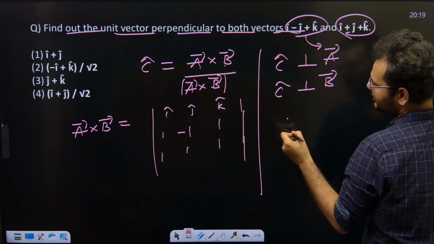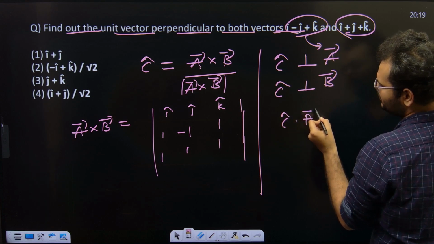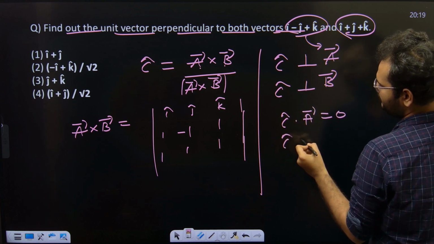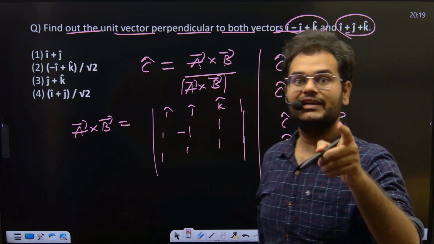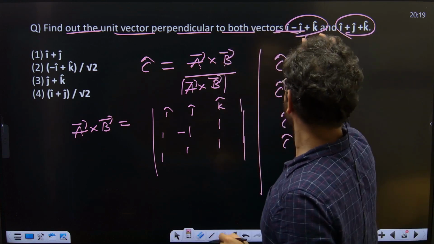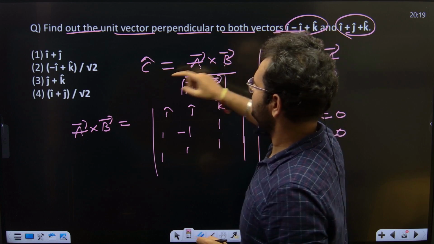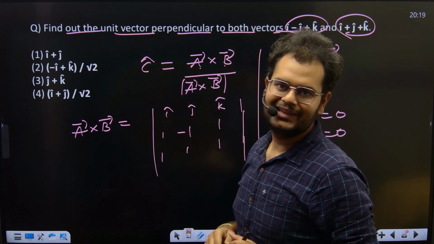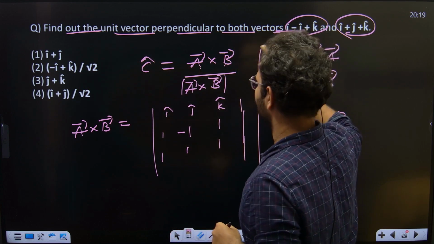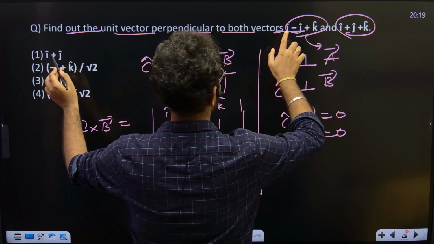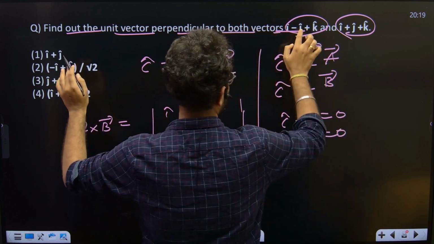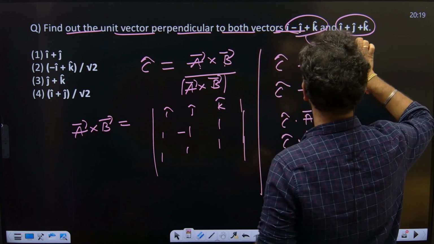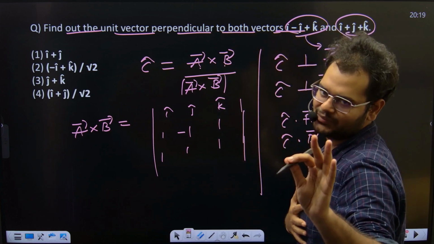If two vectors are perpendicular, just now I told you that their dot product must be what? 0. If two vectors are perpendicular, then their dot product is 0, right? That means dot product of both the vectors must be 0 with all this. Let us try one by one. Let us say first option if I take. So 1 into 1, 1, 1 minus 1, 0, and anyway. So first option, it is satisfying. Then I plus j, but first option is not able to satisfy with this option.